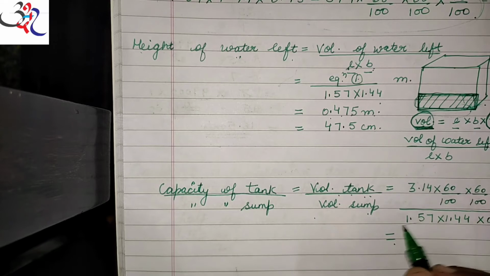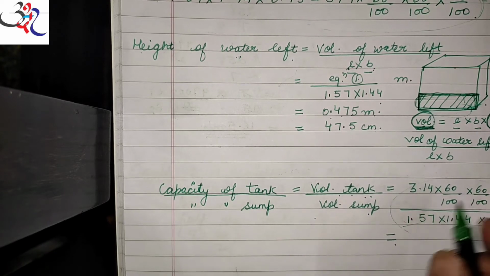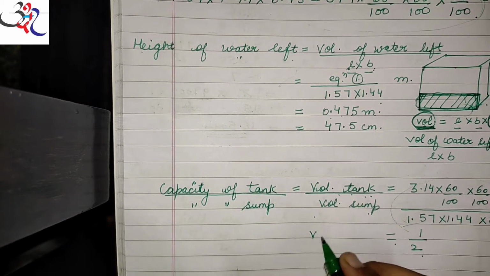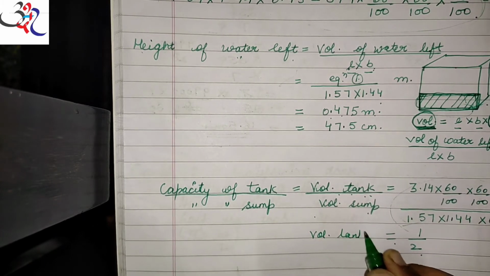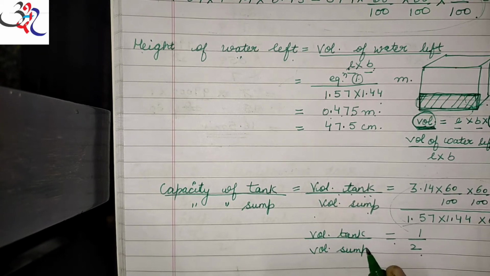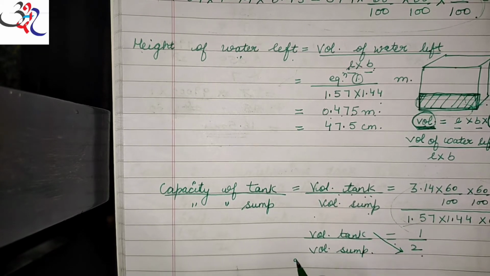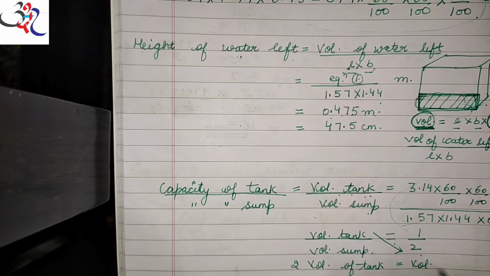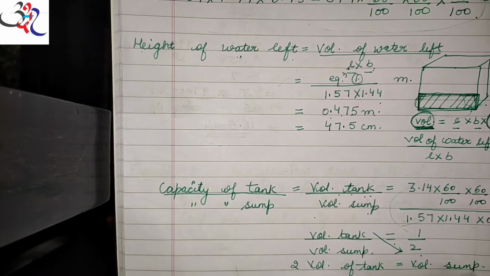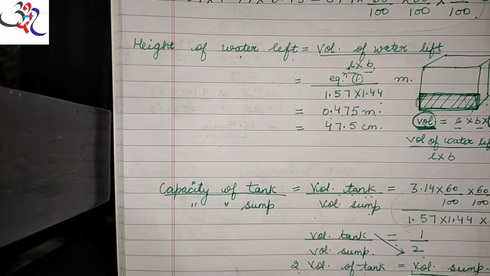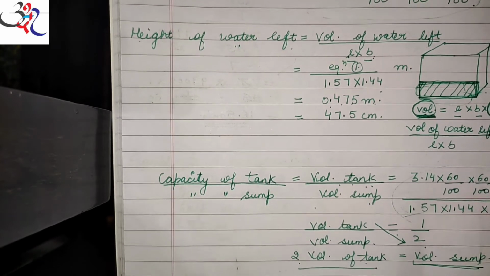Okay, so once you solve all of this, you will get your answer as 1 by 2. So that means the comparison is: volume of the tank divided by the volume of the sump equals 1 by 2. That means 2 times the volume of the tank is equal to the volume of the sump, meaning the volume of the sump is double that of the volume of the tank. Okay.